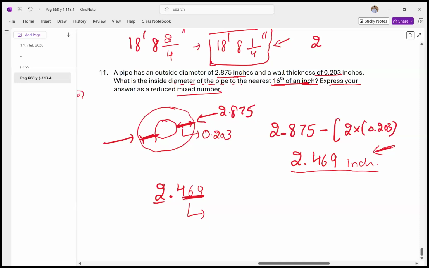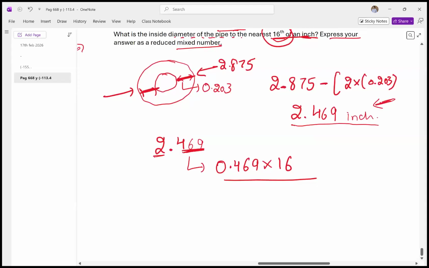0.469. How am I going to use this? 0.469 I'll multiply by 16 now, because I'm reducing it to the nearest 16th of an inch. In the previous case, I was reducing it to 1/8 of an inch, so I multiplied by 8. So 0.469 multiplied by 16, and that's going to give you 7.5. This number is bigger, so I will bring it to the other side. So 2 point 7 will become 8.